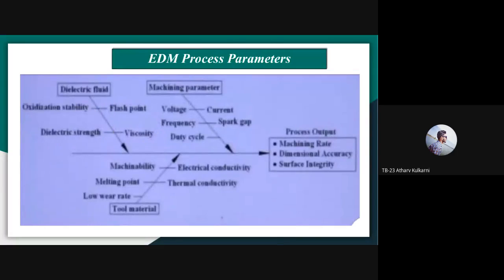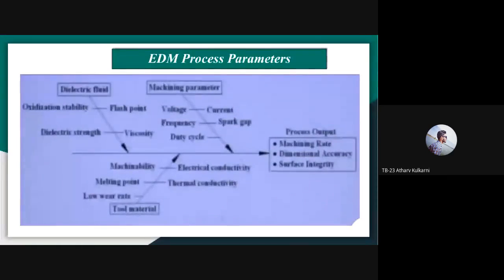Then tool material. In that tool material also, machinability, melting point, wear rate, electrical conductivity, and thermal conductivity. These properties also affect the performance of the EDM process. And then, important again, the power supply, that means the machining parameters: whatever applied voltage, frequency, cycle time, spark gap, and current. These also affect the performance.